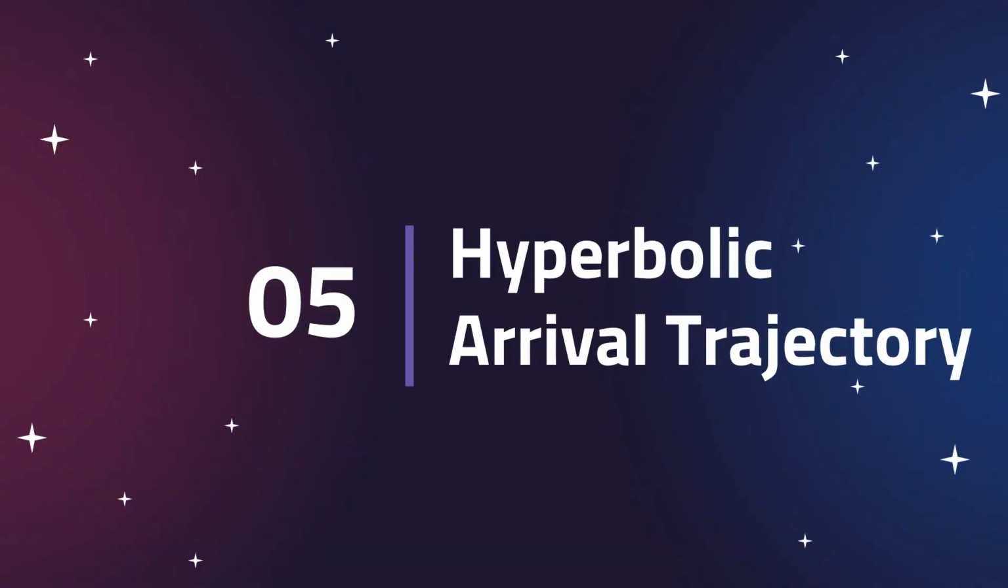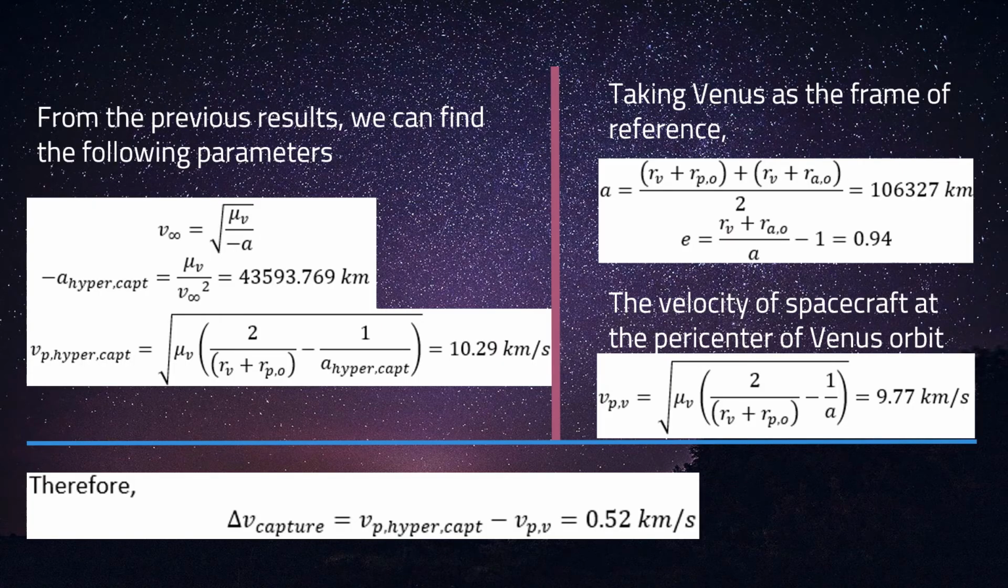Moving on to the next one, the hyperbolic arrival trajectory, the fifth part. From the previous result, we can find the following parameters which give the velocity at pericenter of Venus orbit during the hyperbolic capture phase, which equals 10.29 km per second.